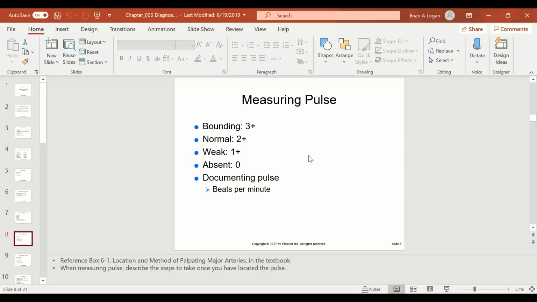Bounding would be that you don't even really have to put any pressure on it. You could probably just look and you can see the vessel itself just by looking at the skin. Boom, boom, boom, boom, beating real hard. That's bounding. That bounding kind of pulse could mean the heart's working too hard. It's pushing too much. Right? And then we always document it in beats per minute. So the number we put down is beats per minute.